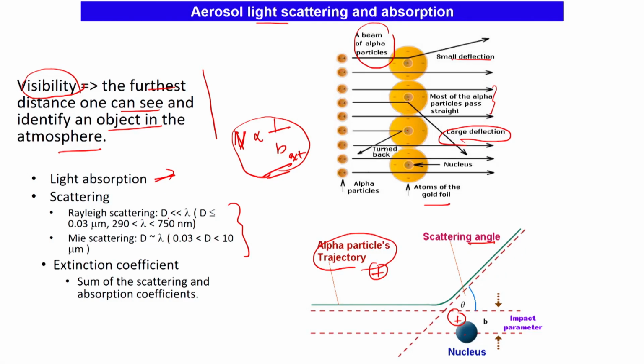Scattering: Rayleigh scattering is because of particles whose diameter is much less than the wavelength of the incoming solar radiation, and it is more particular when the diameter is about 0.3 micrometer. The maximum Rayleigh scattering happens because of particles of 290 to 750 nanometers. Now you can remember, these are actually scattering because of the fine particles, because we defined.